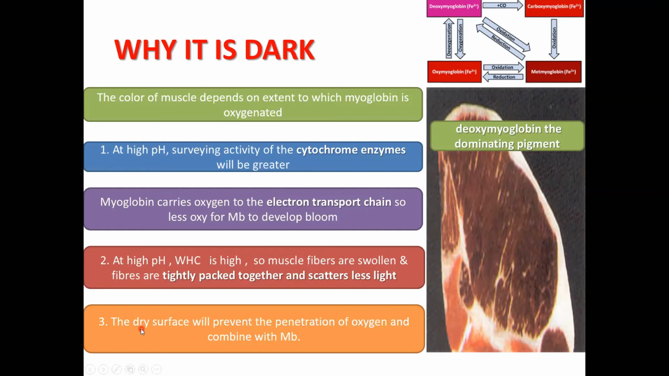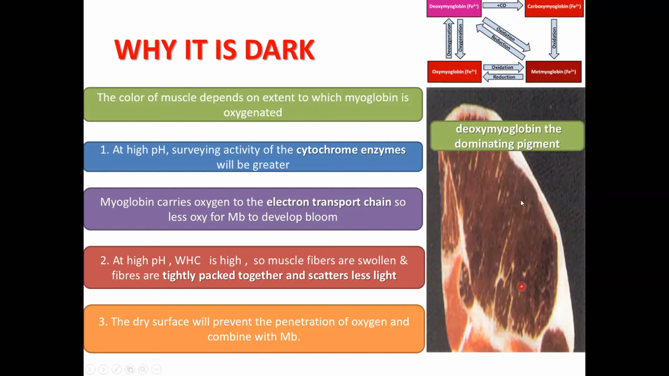Next, the surface is dry, which prevents the penetration of oxygen to combine with the myoglobin. Since it is dry, the oxygen penetration will be very little. Since the structures are swollen, there is not much space for the oxygen to penetrate. So the deeper muscles will be darker in color because of the poor penetration of oxygen.